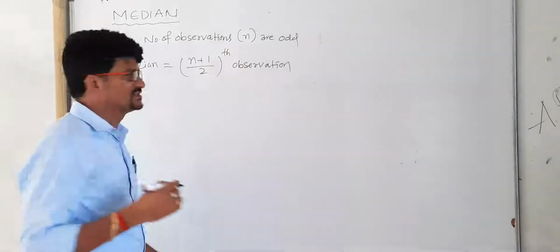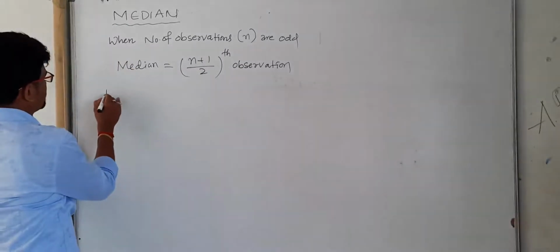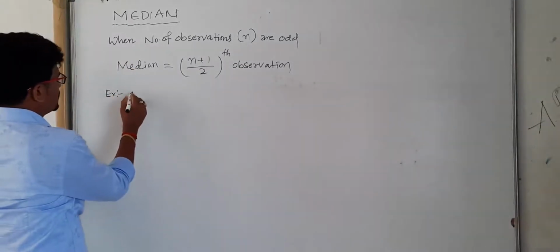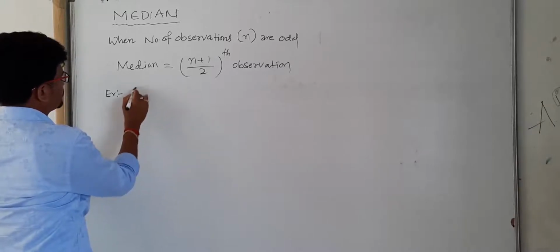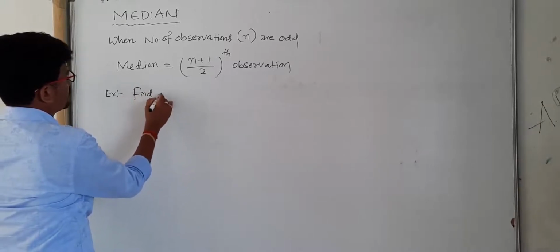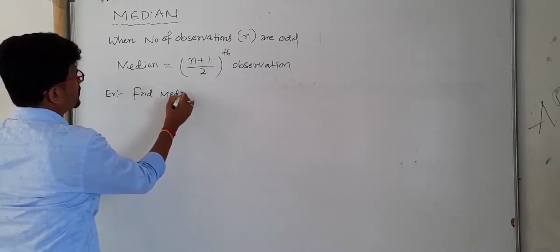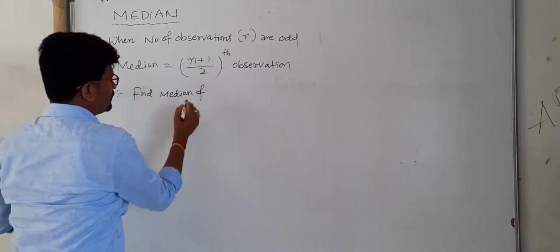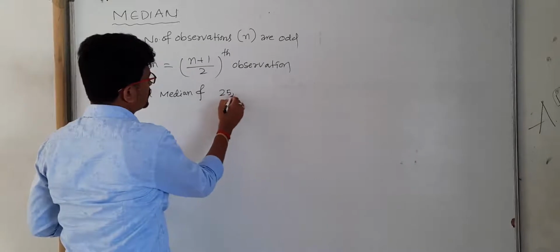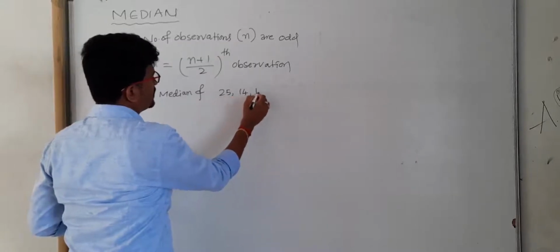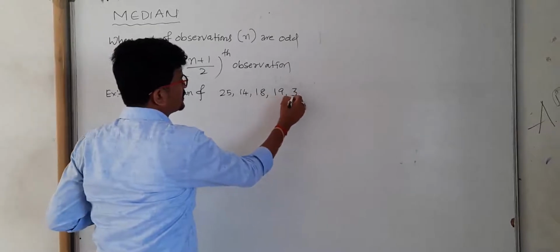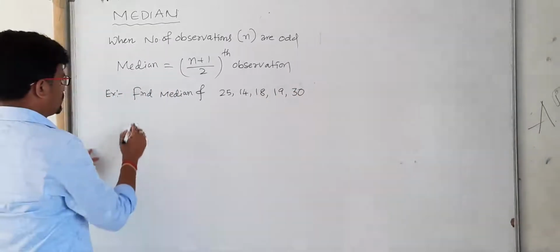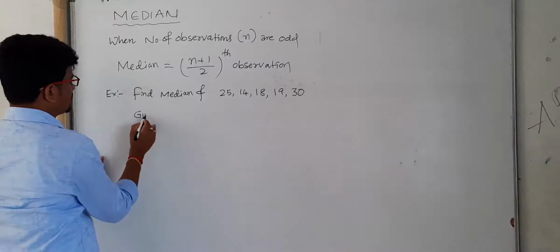Let me explain one example. Find the median of 25, 14, 18, 19 and 30. Now, what is the given data?